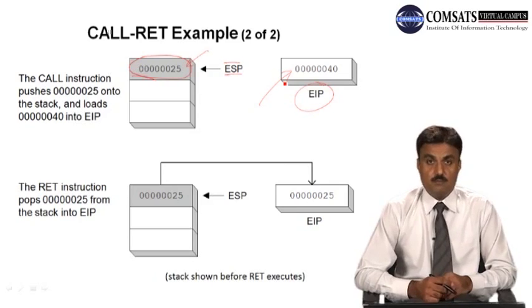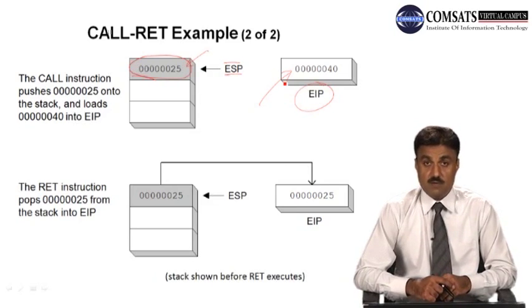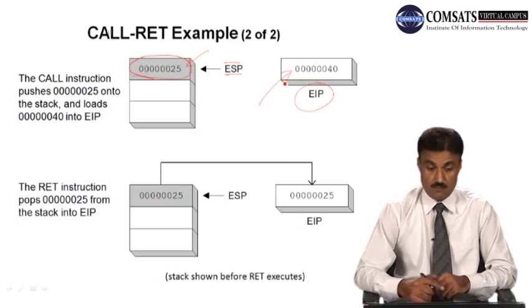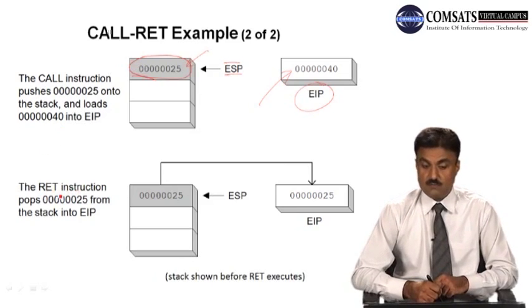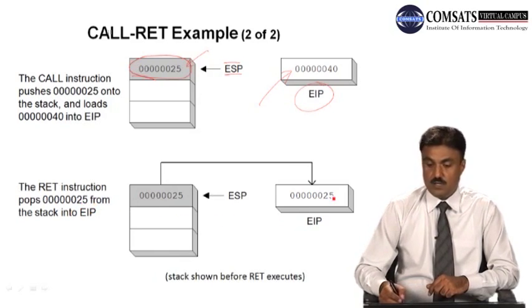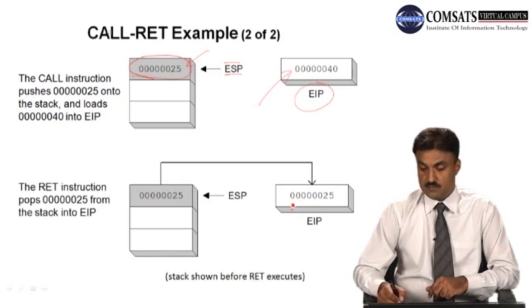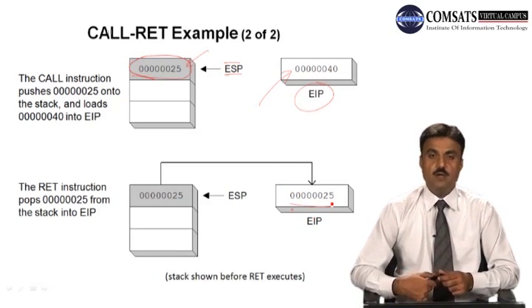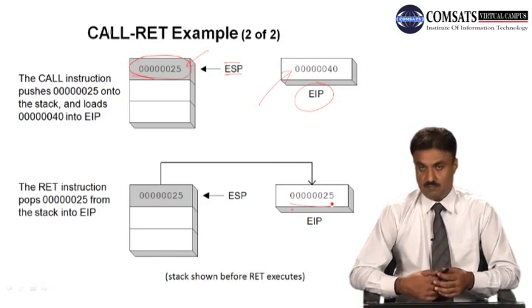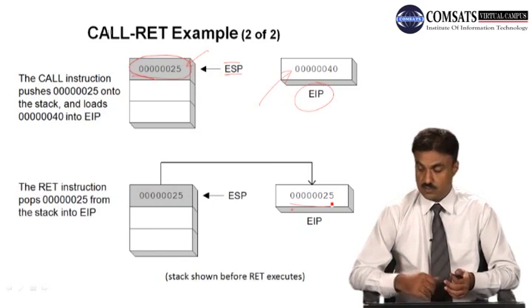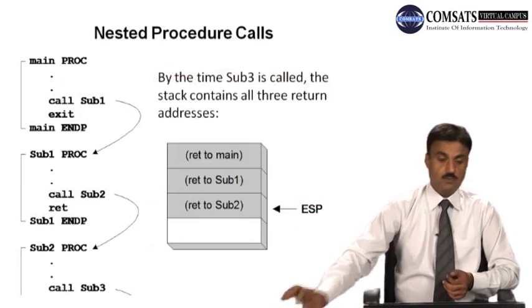Next, when we execute the return instruction, what will happen? The return instruction pops this address 0025 from the stack into the instruction pointer. Whatever the previous value of the instruction pointer was, it will be updated with this one when we come to the return instruction inside the procedure. So this is the example.